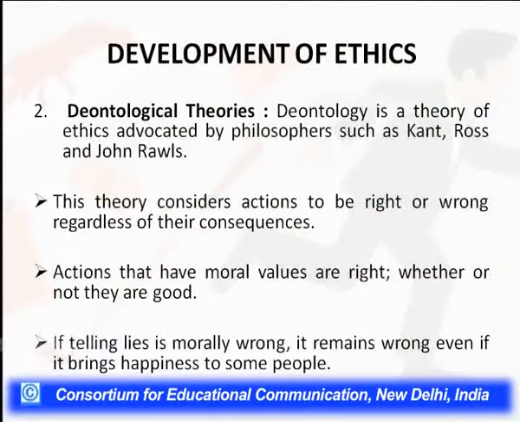Actions that have moral value are right, whether or not they bring good or bad. If telling lies is morally wrong, it remains wrong even if it brings happiness to some people. So there was a dichotomy and a confusion on this action: if a person is lying in a particular circumstance, we say that lying is a vice, not a virtue. Nobody can justify your lying, even if it is bringing benefits to the public at large. So the whole focus on the rightness and wrongness of an action is on the means adopted, not the ends or the consequences.